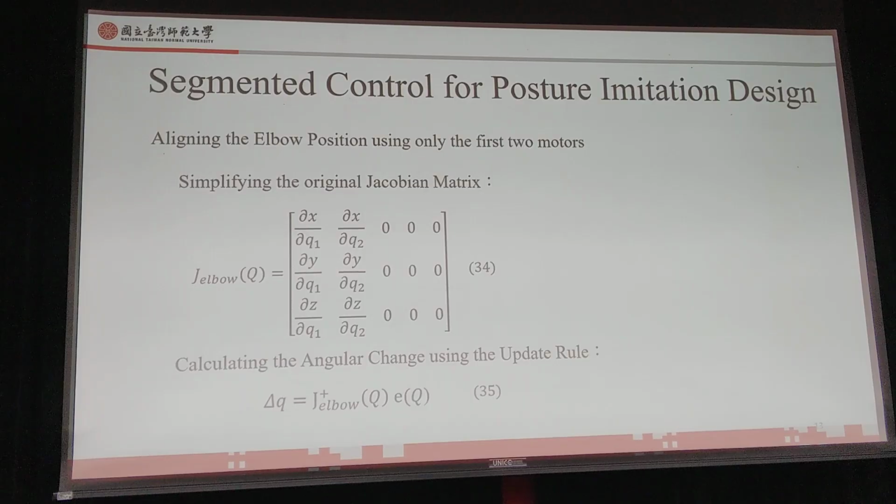To implement segment control, we simplify the Jacobian matrix, shown in equation 34, during the global alignment phase. We zero out the last three motors, focusing only on the first two. Using the update rule in equation 35, the system prioritizes elbow position through iterations, resulting in a more stable and human-like movement.